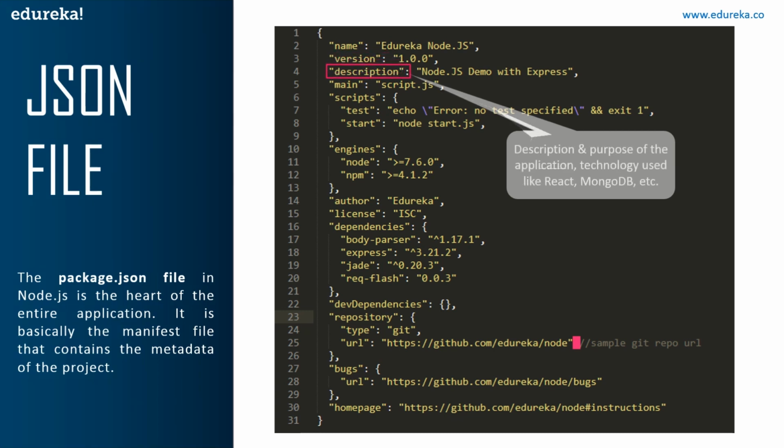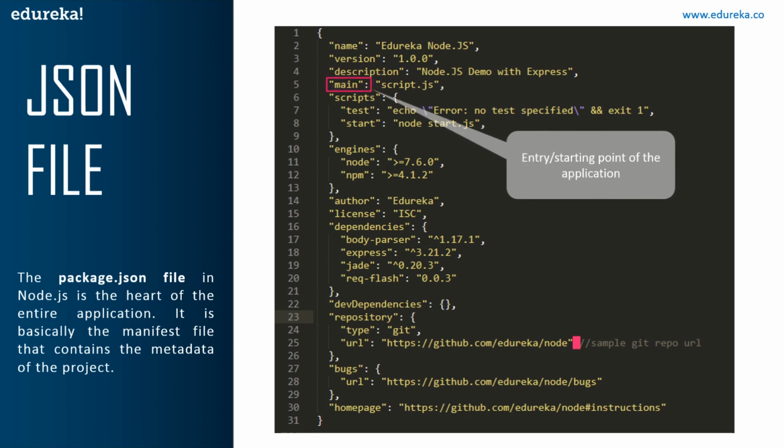Then the project description. What is the purpose of my application? What is the description of my application, or the technology used, like React, MongoDB, and so on? I can write that in the description. Main: what will be the starting point of the application? The project entry point, meaning the main file of any node-based project. It shows what the starting point of the application will be. In this case, script.js will be the main file, or the starting file.